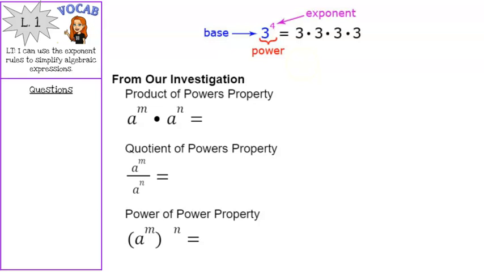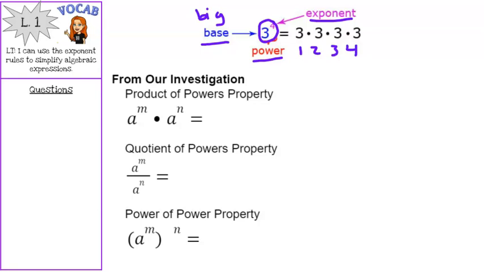The entire thing, base and exponent, is called the power. So 3 to the 4th power is how we would read that. Base is the big number. You can just remember B and B for big base. And then the small little number is the exponent. So 3 to the 4th power just means we have 4 3's that are being multiplied together.